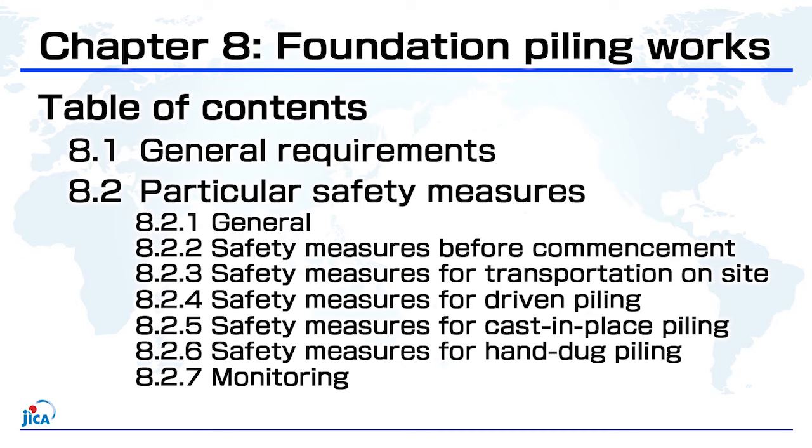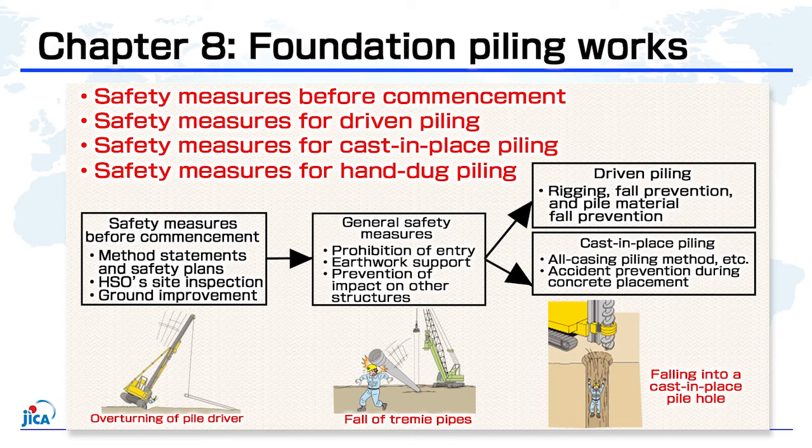Chapter 8 stipulates safety requirements and accident prevention measures for foundation piling works involving driven piling, cast-in-place piling, and hand-dug piling. We would now like to go over the contents of Chapter 8. Chapter 8 covers safety measures before commencement and safety measures and monitoring for on-site transport, driven piling, cast-in-place piling, and hand-dug piling. This chapter contains general requirements such as prohibition of entry measures, safety measures before commencement such as preparation of method statements and safety plans, safety measures for driven piling such as fall prevention measures, safety measures for cast-in-place piling and concrete placement, and safety measures and monitoring for hand-dug piling.